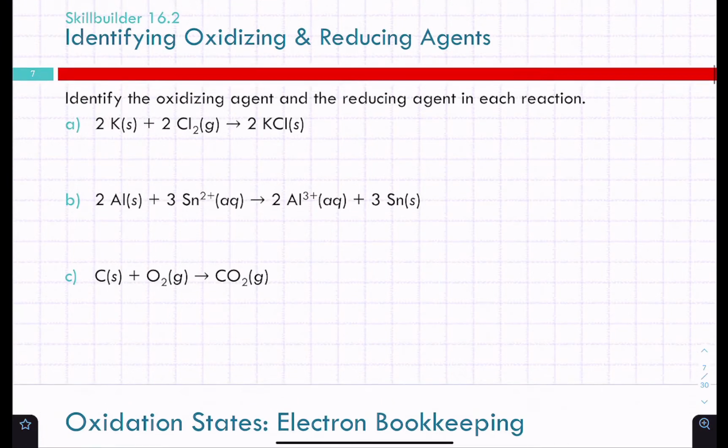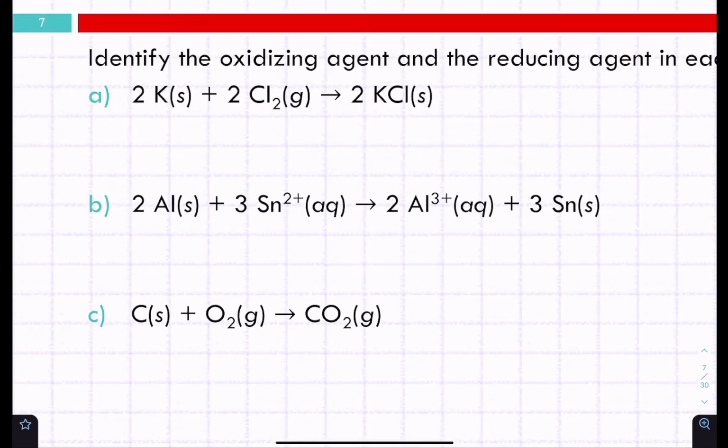Okay, this one's the exact same problems here as we had before, but now we're not looking for just what's being oxidized and what's being reduced, but the oxidizing agent and the reducing agent. So like I said, first identify what's being oxidized, what's being reduced. So what was being oxidized in this problem? In A? Potassium, yeah. So this is being oxidized, and then chlorine is being reduced, which is the oxidizing agent.